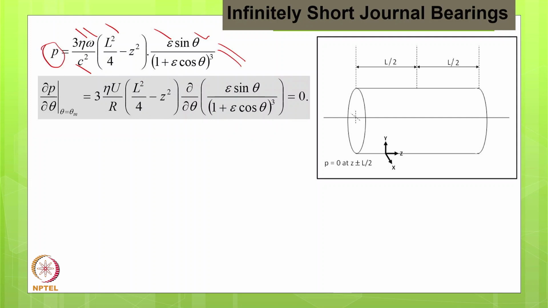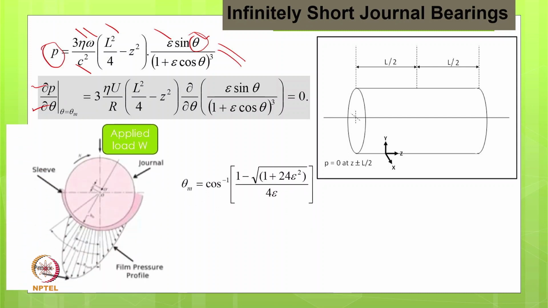Now sometimes we want to know the maximum pressure. Naturally, here there is only one variable, theta, so we can differentiate and equate to 0, because of the gradient, and then solve it, and figure out the location of the maximum pressure. Once the location is known, we can substitute and find out the P maximum. Now what is interesting to note is that the applied load is in this direction, and the maximum pressure is not just opposite here, it comes somewhere here.